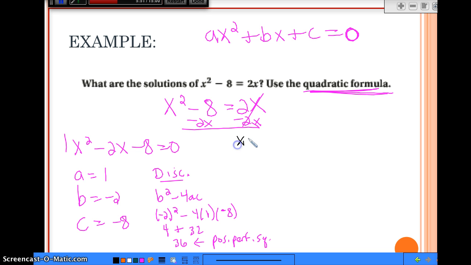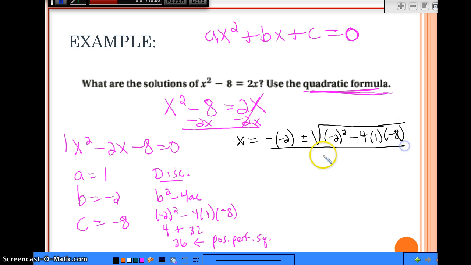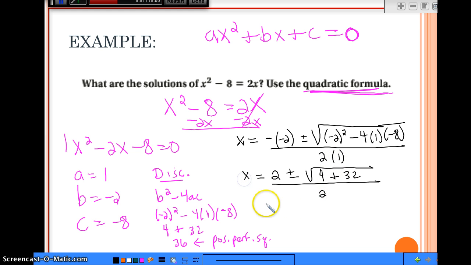The quadratic formula tells us that x is equal to -b. Copy that right down off your reference sheet. -b would be -(-2) plus or minus the square root of b squared, put that in parentheses whenever you substitute, minus 4 times a times c, all over 2 times a. So let's go ahead and simplify this. Don't forget, order of operations, negative times a negative is a positive. We get (-2) squared is 4, minus 4 times 1 times -8, which is plus 32, all divided by 2 times 1, which is 2.